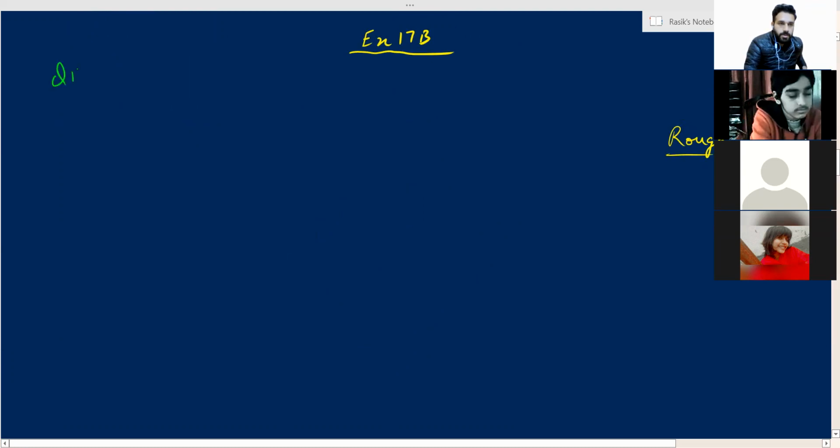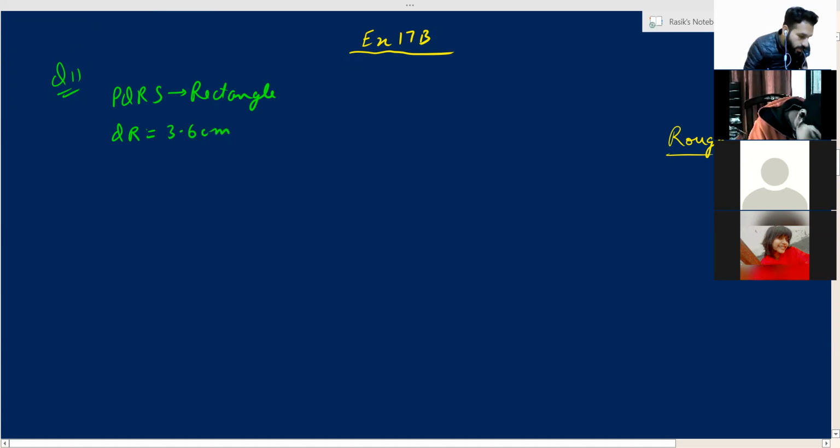Question number 11. In question 11, you have to construct a rectangle PQRS. PQRS is a rectangle we have to construct where the length of QR, one of the sides of the rectangle, is 3.6 centimeters. We know a side of the rectangle and we know the length of diagonal PR. This is diagonal PR. Diagonal PR is 6 centimeters. Obviously, PR will be the diagonal. So let's draw a rough figure.